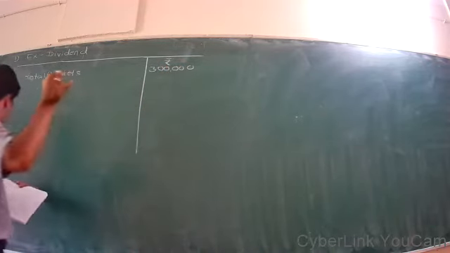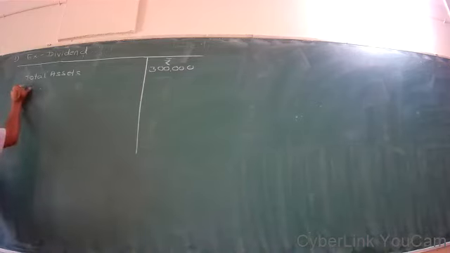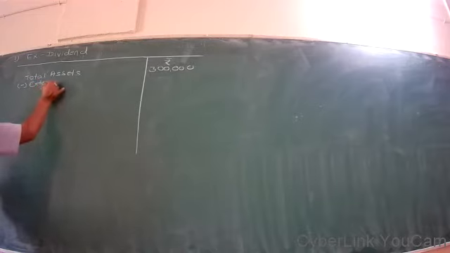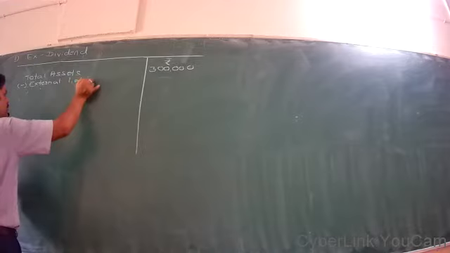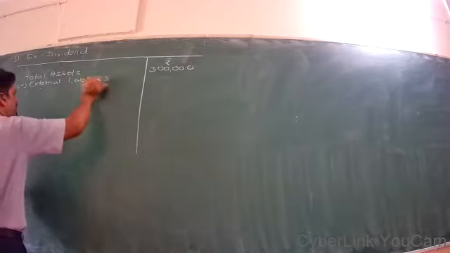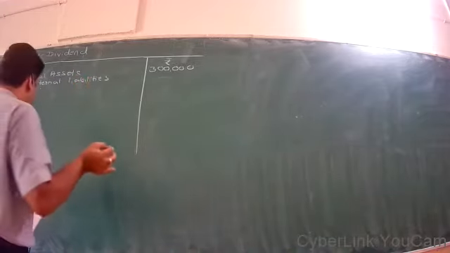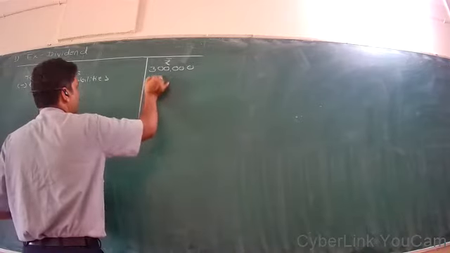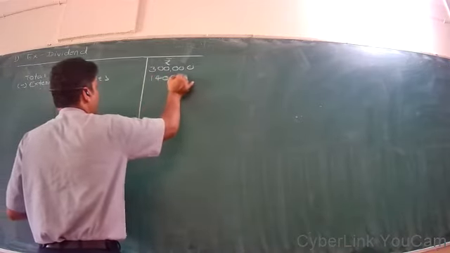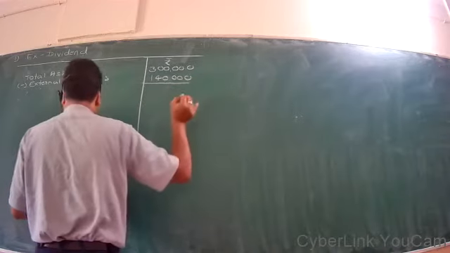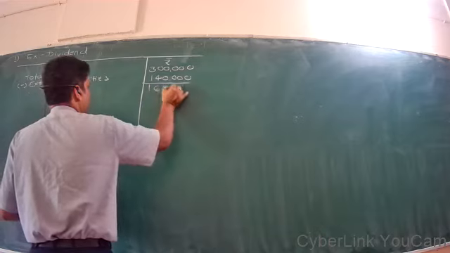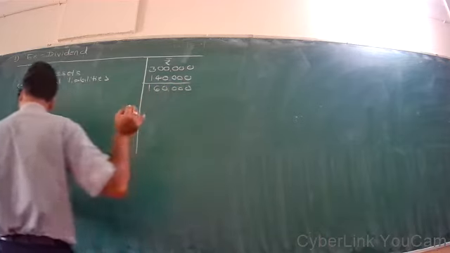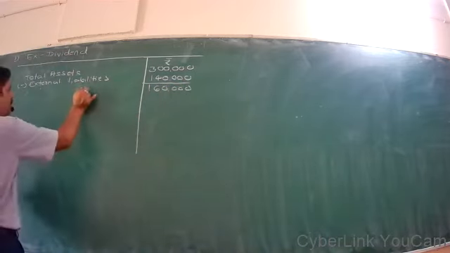Next one is external liabilities, 1 lakh 40,000. So the balance is 1 lakh 60,000, the net value.